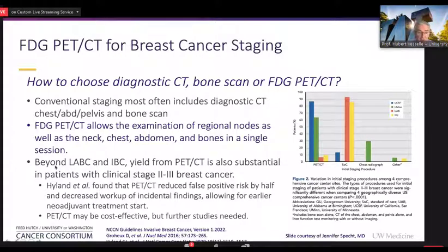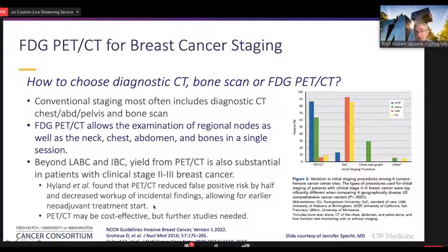So beyond using FDG PET for locally advanced breast cancer or inflammatory breast cancer, the benefit of using FDG PET-CT is substantial in patients that have clinical stage 2 and 3 breast cancer. This was shown in a study by Hyland et al., where they found that PET-CT reduced the false positive risk by half and decreased the workup of incidental findings, allowing for earlier neoadjuvant treatment start.